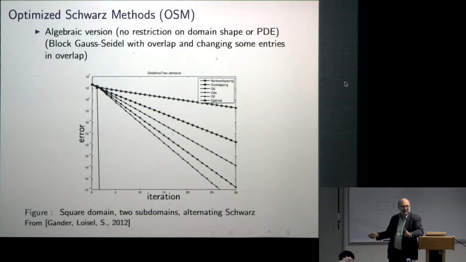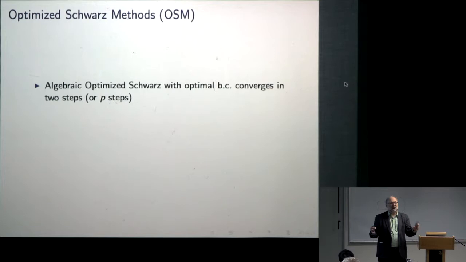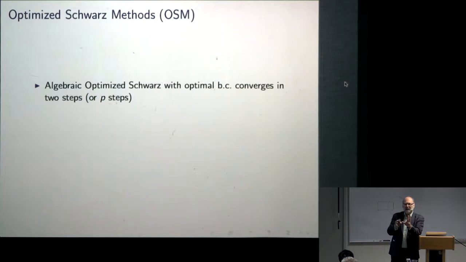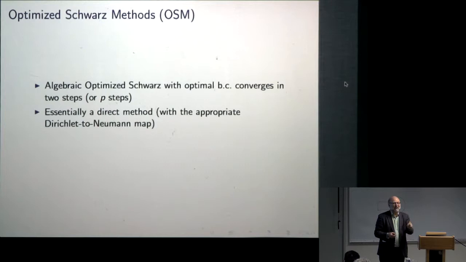So if you really are willing to spend the computational effort to get the right stuff, it's going to converge in 2 iterations. Because it's 2 subdomains. If you can do red-black ordering in many subdomains, it's still 2 iterations. But if you have a complicated structure of P subdomains and you cannot do red-black ordering, it will converge at most in P iterations. It's really like a direct method. If you're going to converge in 2 steps, it's intrinsically a direct method. And actually, there's a proof why, that has to do with the Schur complement, with the discrete version of some kind of Dirichlet to Neumann map. It's all understood.